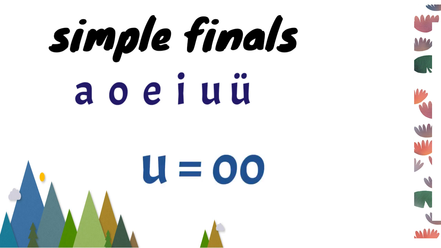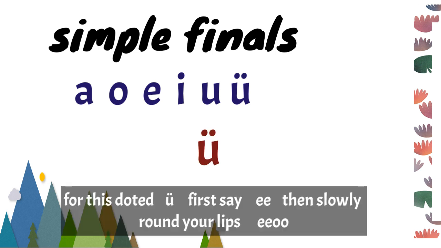Next is oo. And the last one is ew. For saying this dotted U, spread your lips and say E. Then slowly round your lips. Ew.